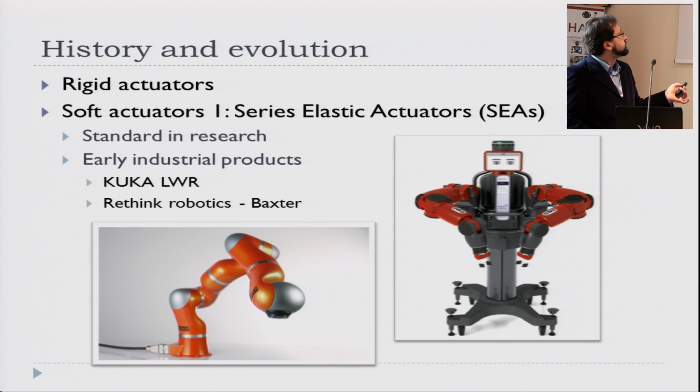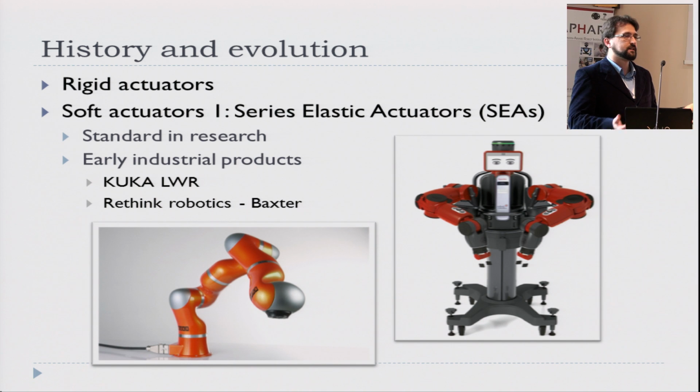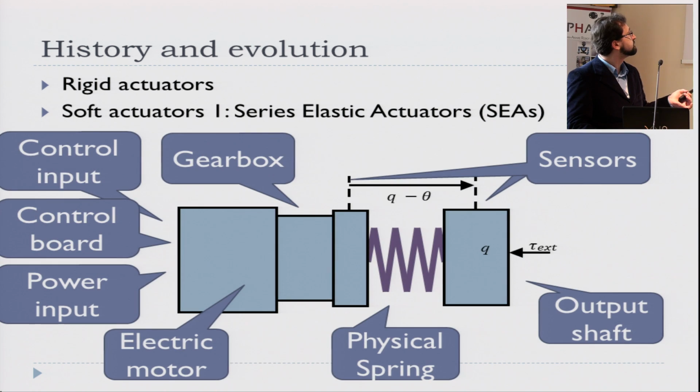The natural evolution of this, as you know, is the soft actuator. Soft actuators are now a standard in research, and there are already early industrial products. You know that Baxter, which was launched two years ago, is being sold around the world, and also the KUKA lightweight robot, to some extent, can be seen as a soft robot because it has harmonic drives, as Alessandro was saying, and so somehow it has physical stiffness in the system.